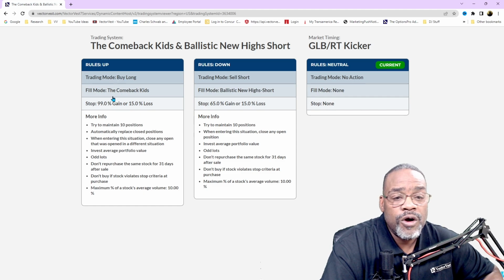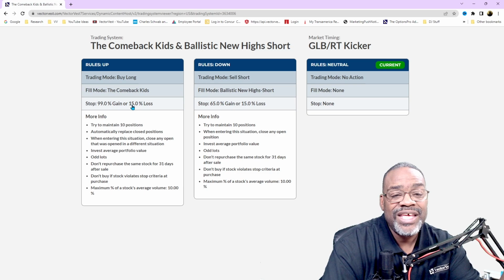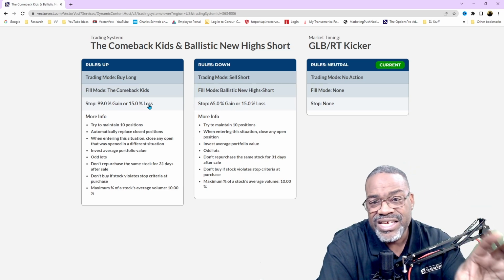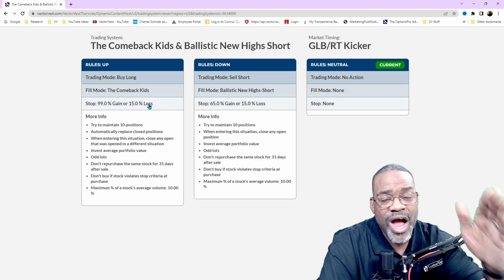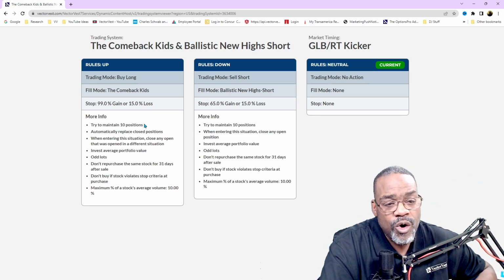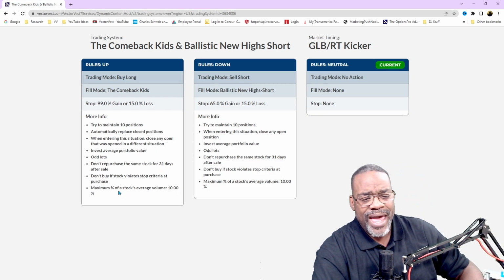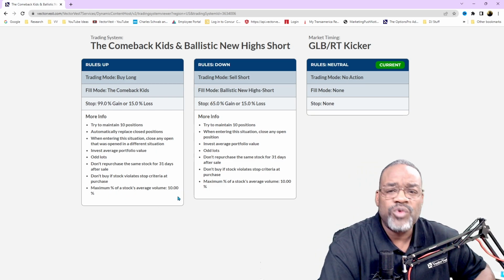Trading mode long on the upside, using comeback kids. The stop is a 99% gain or a 15% loss. This gives these stocks the ability to rock and roll, but you're going to get out of them at a 15% loss. Hold 10 positions, automatically replace. Again, it lays this out. I like the maximum percentage of stock's average volume, only 10%.